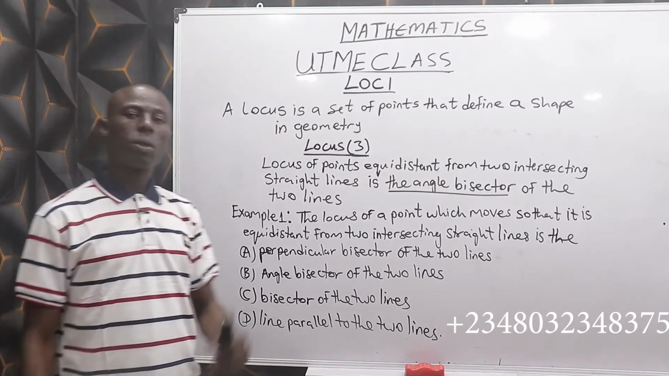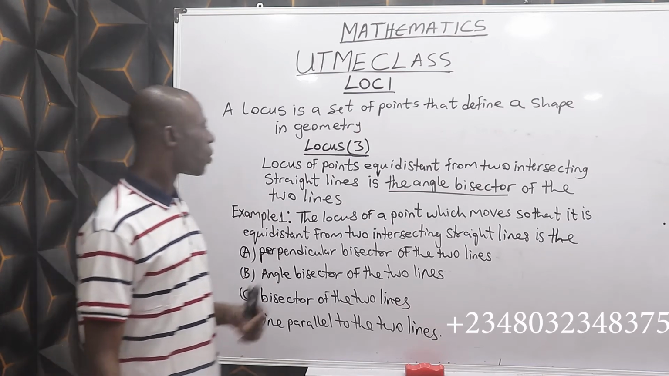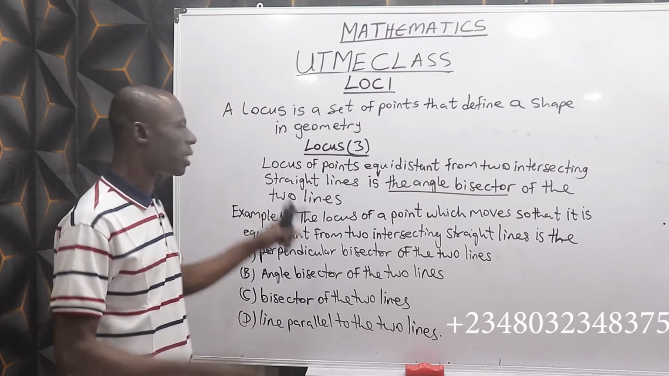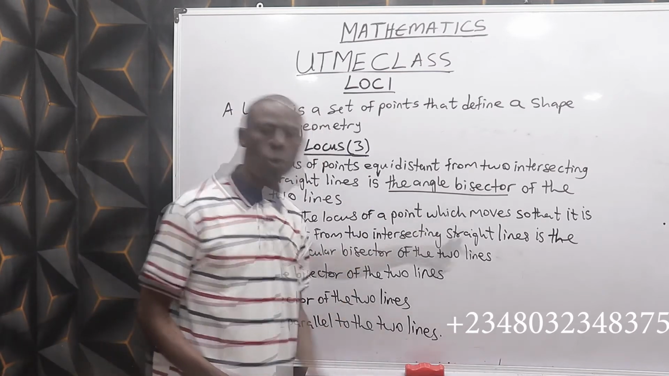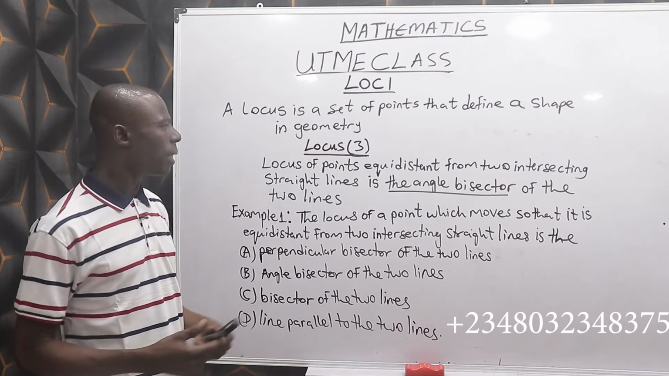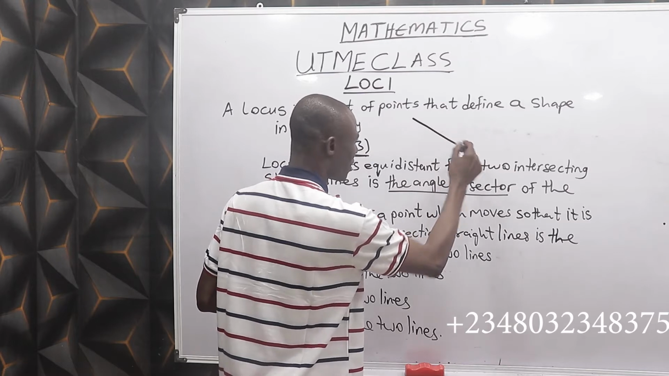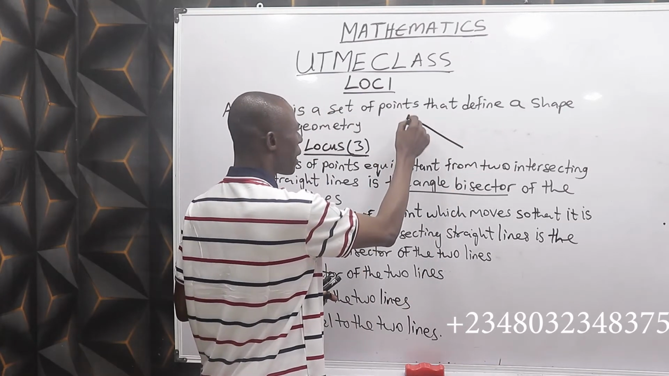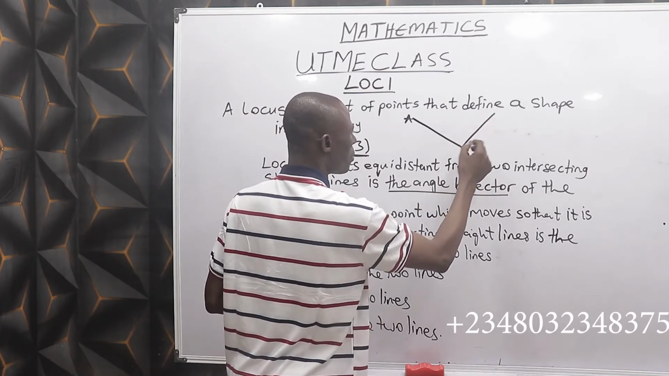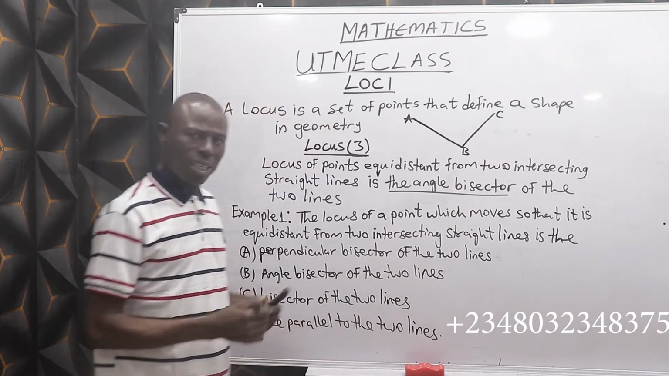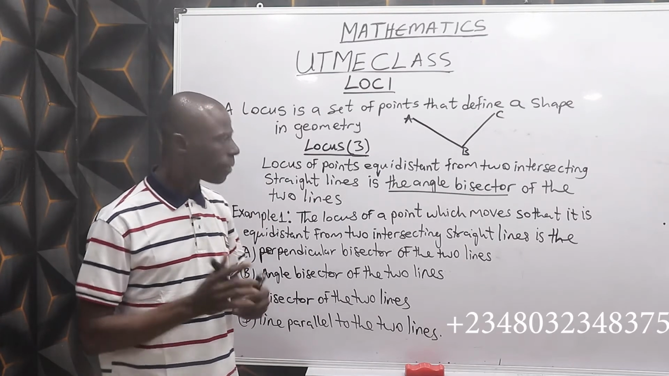We come to the third locus, which is locus of points equidistant from two intersecting straight lines. And that locus is said to be the angle bisector of the two lines. What do we mean? Just look at this. This is a straight line. Let me say AB. This is another straight line. I call it BC. You can see that the two lines AB and BC intersect at B.